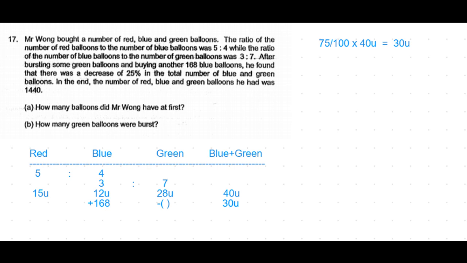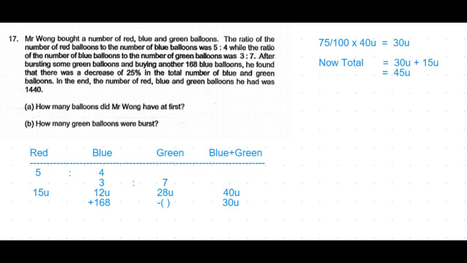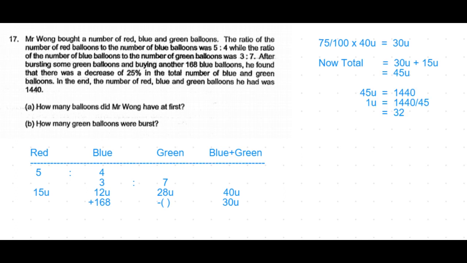So now the new total is 30 units, which is green and blue together, and the red is 15 units. That gives a total of 45 units. But the new total is given as 1440 balloons. So 45 units is equal to 1440, which means we get the value for 1 unit: 1440 divided by 45, which is 32 balloons.